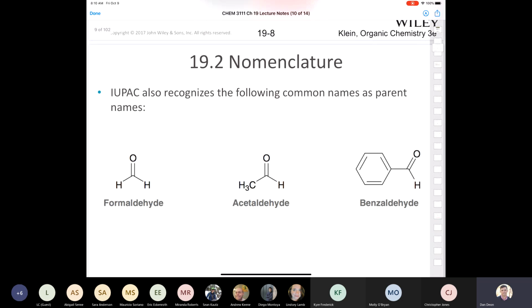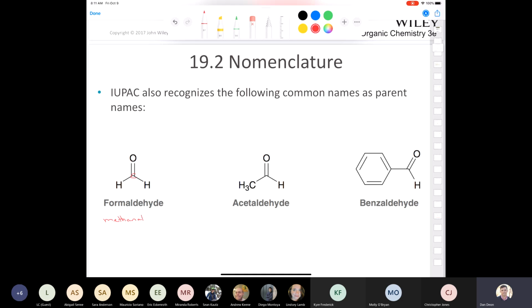It says here that IUPAC also recognizes the following common names as parent names. There are many common names that are used for aldehydes, and we only look at a few. Formaldehyde would be the common name of a 1-carbon aldehyde. The IUPAC name of this would be methanal, right? Because there's only 1 carbon in the molecule. If I have 2 carbons in an aldehyde, this IUPAC name would be ethanal, or the systematic name, whatever you want to call it. The common name is acetaldehyde. And then finally, benzaldehyde is the common name that we use for this compound shown at the end.